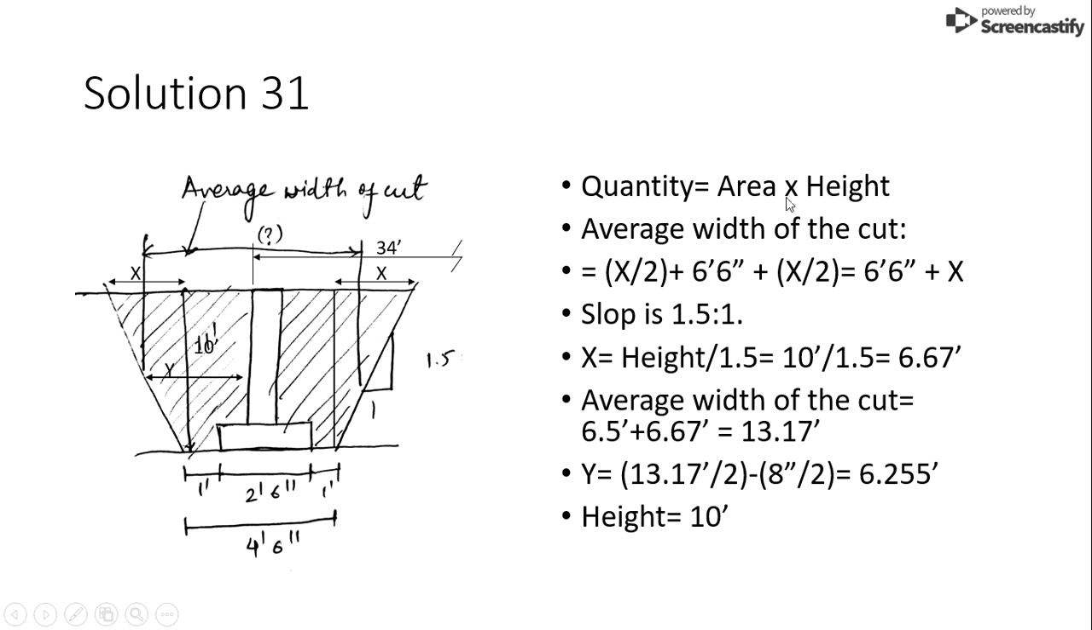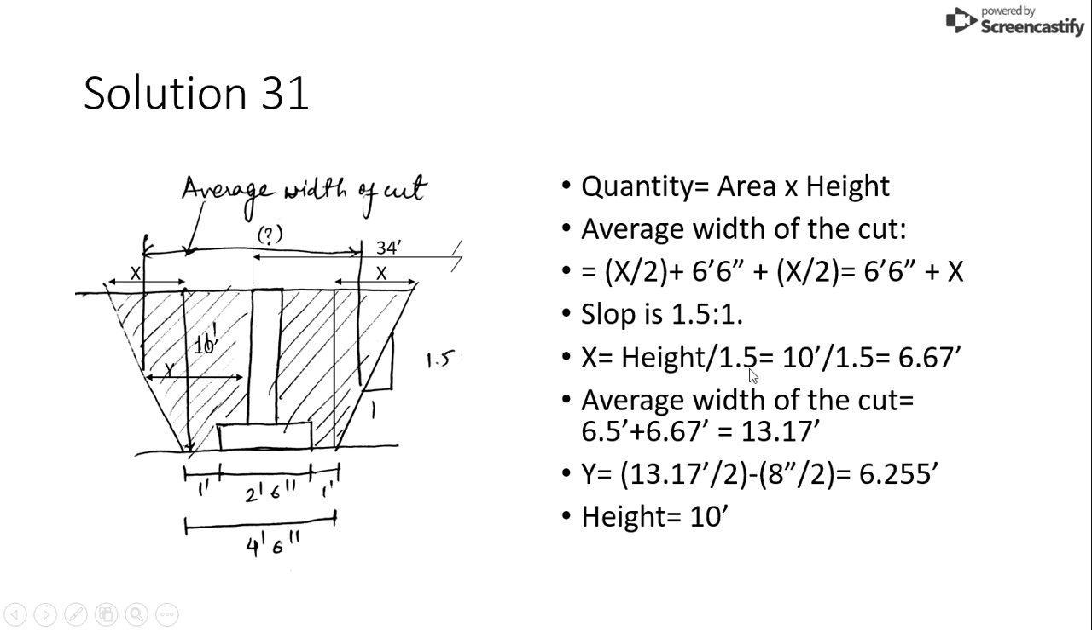As I told you, quantity is area multiplied by height. I have given this a name, x, here to here. We already have the length of this. This is 2 feet, so this is my mistake, sorry for that. It will be 6 feet 6 inches here, and if we divide x by 2, then we will get this portion, and the same here. So we will get the total average width of the cut: x by 2, plus the 6 inches, then x by 2 again. So now we need to find x.